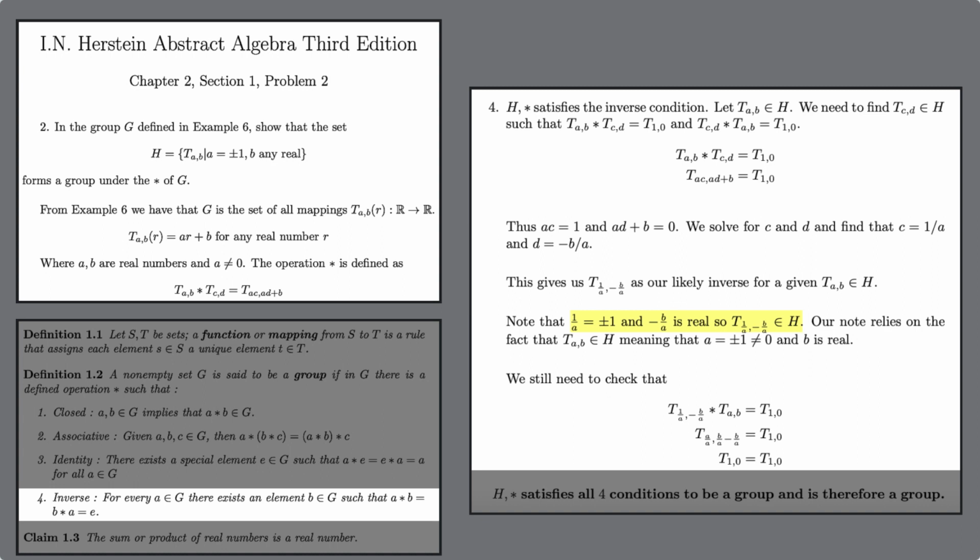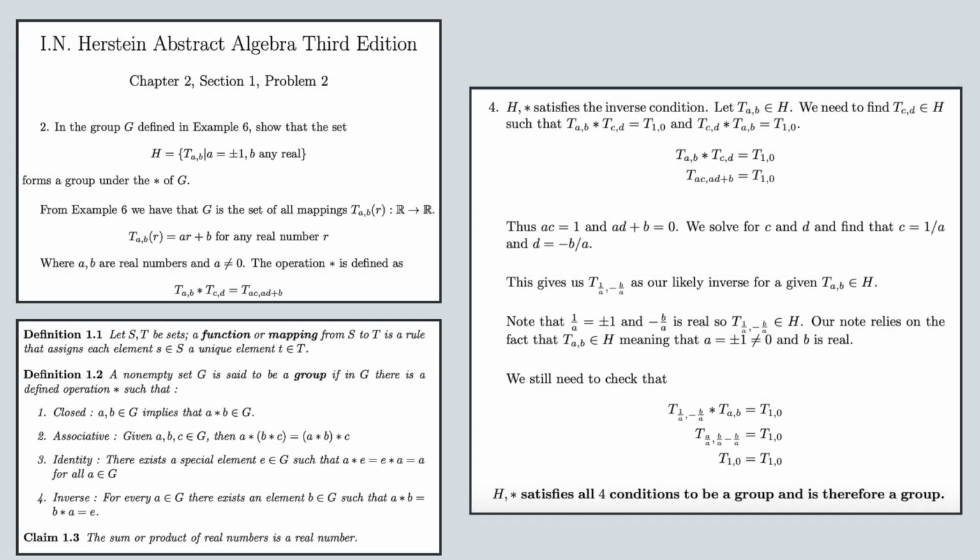The condition for the second subscript to be in H is that it has to be a real number. Well, negative B over A, we know that B is a real number, and we know that A is plus or minus 1, so negative B over A is a real number. Therefore, we conclude that this element is at least a member of H, but we still need to check that T sub 1 over A comma negative B over A star T sub A comma B equals our identity, and indeed it does. We end up with T sub 1 comma 0. So H comma star does satisfy all four conditions to be a group, and we are done.